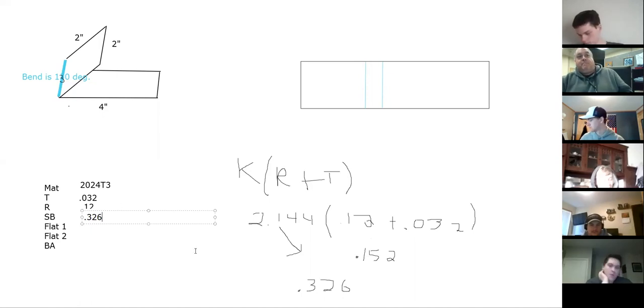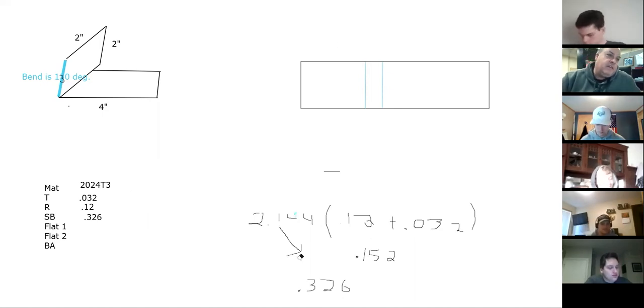So now we know our setback. We use the K value times the sum of the radius and the thickness. So I can erase all this now, because now we know our setback.